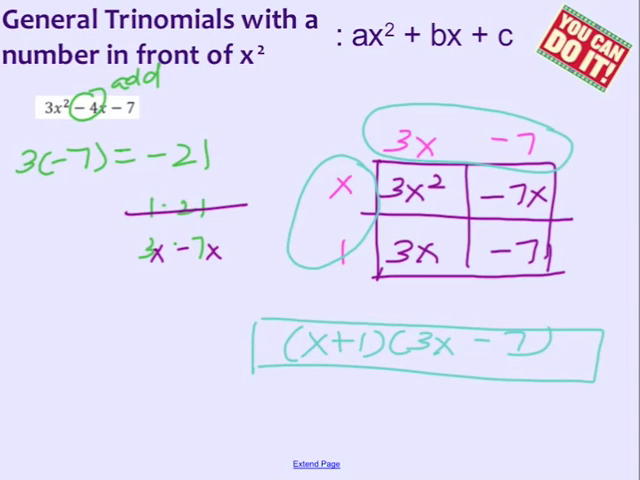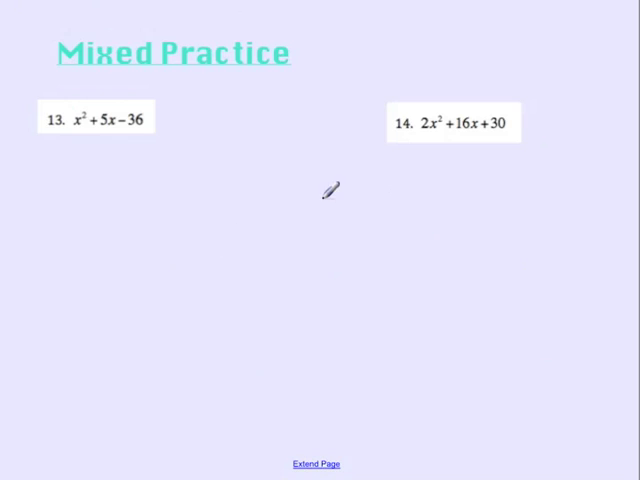Okay. Now we're going to go ahead and look at some mixed practice, because I'm not always going to tell you what kind it is. Okay, so the first thing I notice about 13 is it's just an x squared term. So I go back to my way of thinking, what multiplies to -36 but adds to 5? Okay, well, what multiplies to 36 but adds to 5?